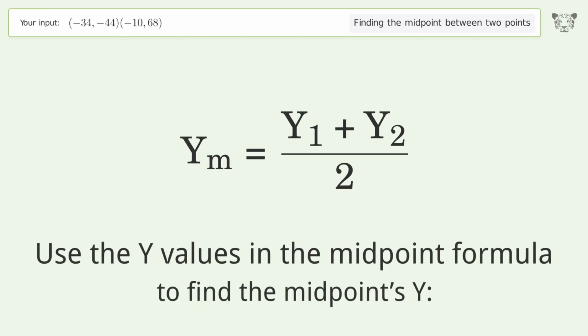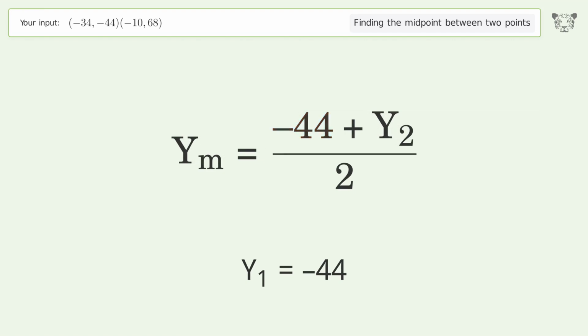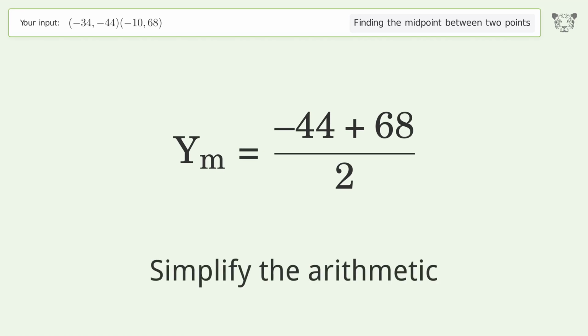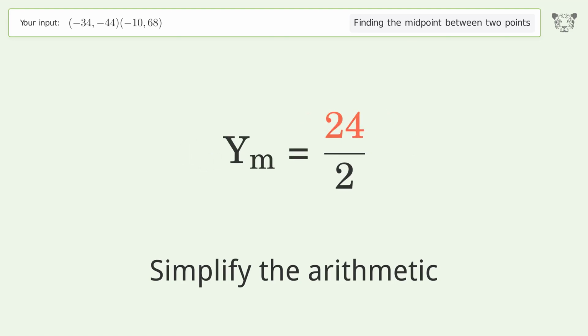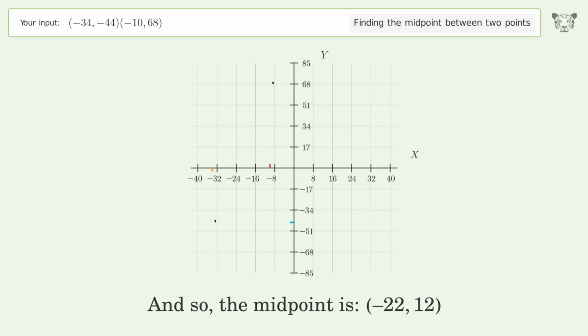Use the y values in the midpoint formula to find the midpoint's y. y1 equals negative 44. y2 equals 68. Simplify the arithmetic. And so, the midpoint is negative 22, 12.